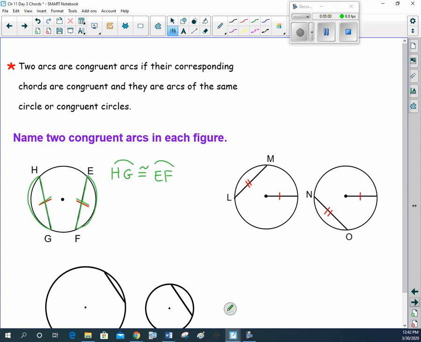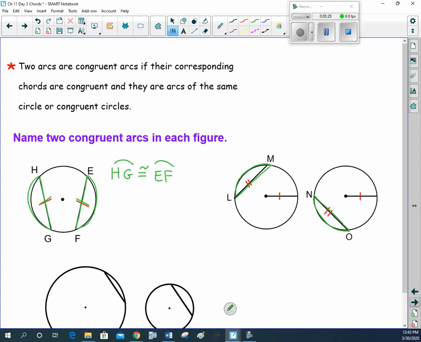Over here, I have two different circles, and I have the chords marked congruent, so I know that LM is congruent to NO. But in order for arc LM to be congruent to arc NO, those two chords have to be in the same circle or they have to be in congruent circles.